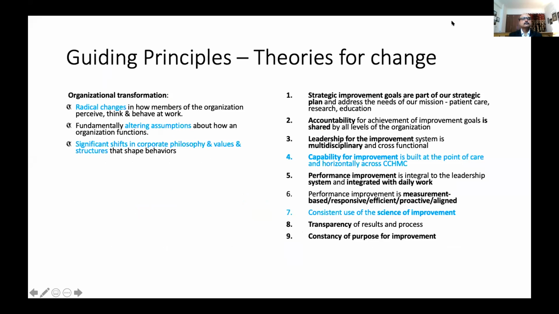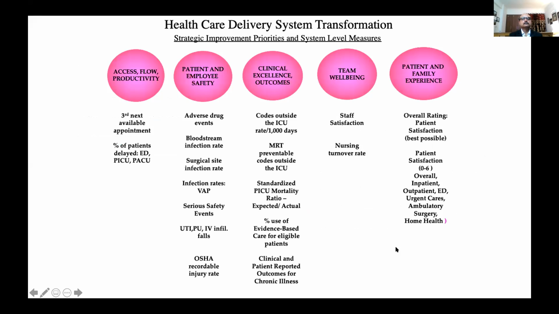I think the third thing to think about is really the guiding principles and theories for change. When we're thinking about radical change in how we work, how we change our assumptions, and how we actually switch corporate philosophy. So that's how we think about theories for change. And you can see this capability building for improvement is key because without deep capacity and capability, even though you might have a theory of how you work, the likelihood that you can get those results is not very good.